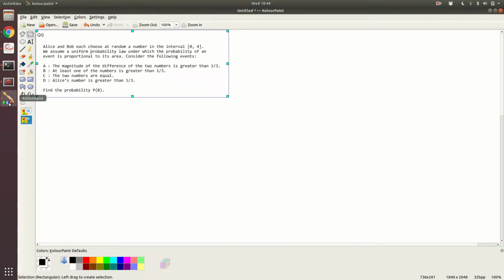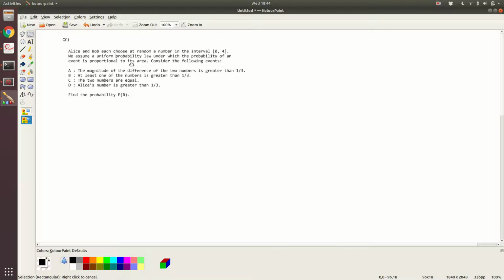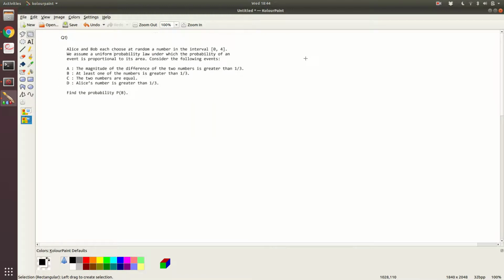So here is the question. So Alice and Bob choose a number in the interval 0 to 4. We assume uniform probability law. So that means both Alice and Bob choose a number uniformly between 0 and 4. So now the question is, there are several events, but we are interested in the P of B, which is at least one of the numbers is greater than 1/3.